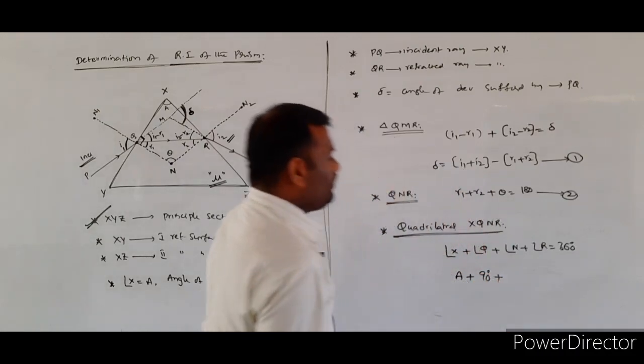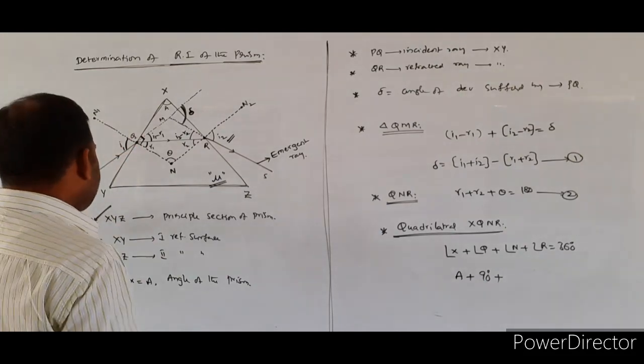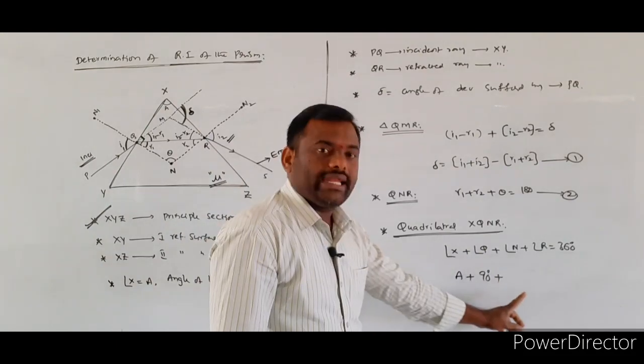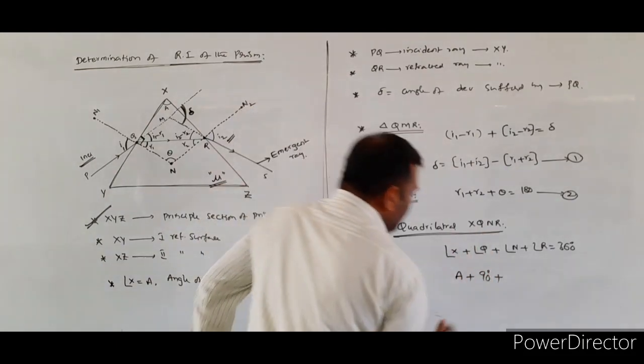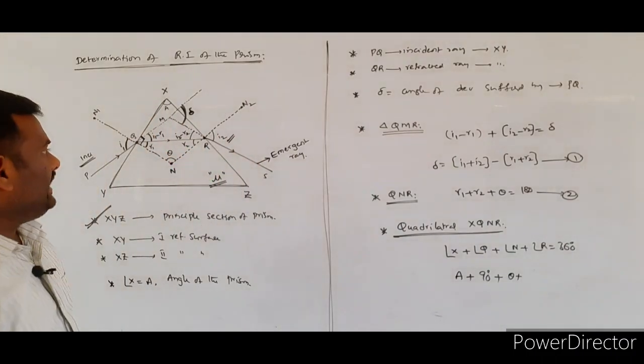Angle at Q is equal to what? 90 degrees, since it is the normal to the surface XY, that's why the angle value at Q is equal to 90 degrees. And angle at N, we assumed that is theta.